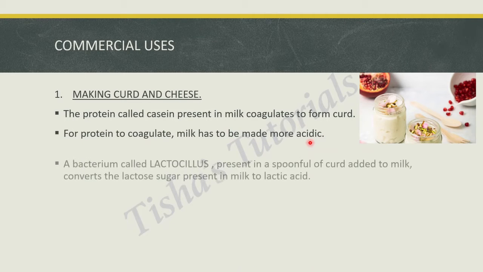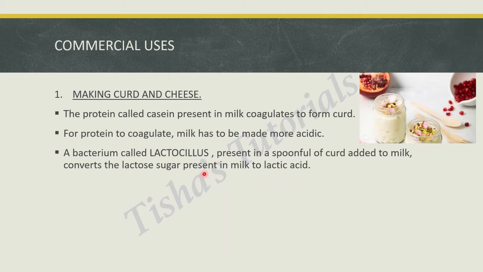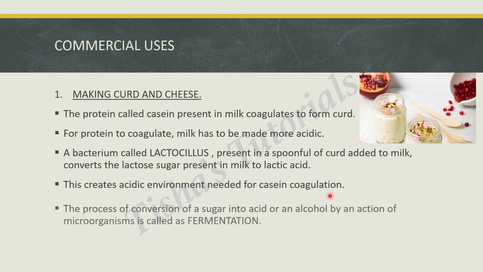And to make milk more acidic, the bacterium called lactobacillus, which is present in a spoonful of curd which we add to milk, converts lactose sugar in the milk to lactic acid, making milk more acidic. As the milk has become more acidic, it will help casein to coagulate the milk, as casein coagulates the milk only in the acidic environment of milk.